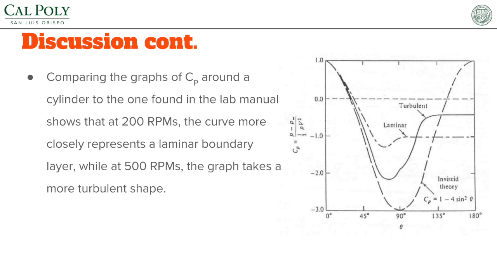Comparing this graph found in the Lab 2 manual to the coefficient of pressure versus theta graph we produced during the test tells us that at 200 RPMs, the flow coming off the cylinder was mostly laminar. At 500 RPMs, we found the boundary layer was mostly turbulent.